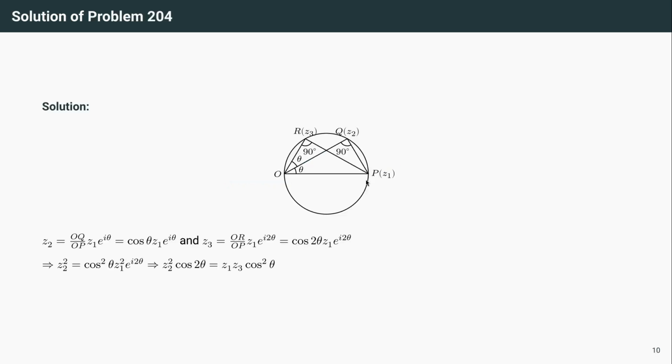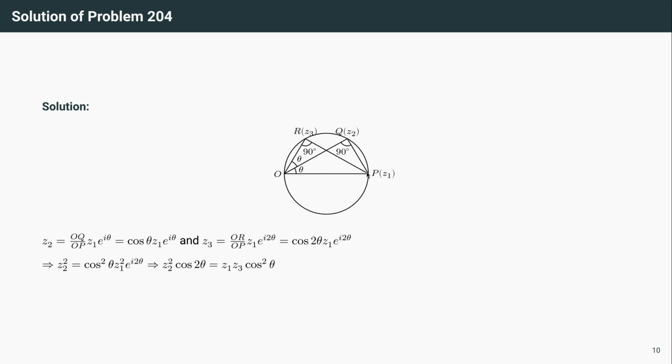Now here O is the origin, P is the point Z1, and we have Q and R. Clearly, OP will make a 90 degree angle at these 2 points, that is at Q and R. And we are given that angle POQ is theta and QOR is theta. Alright. So from this, we see that Z2, that is this guy, is equal to OQ divided by OP into Z1 e to the power i theta. This comes from the rotation.